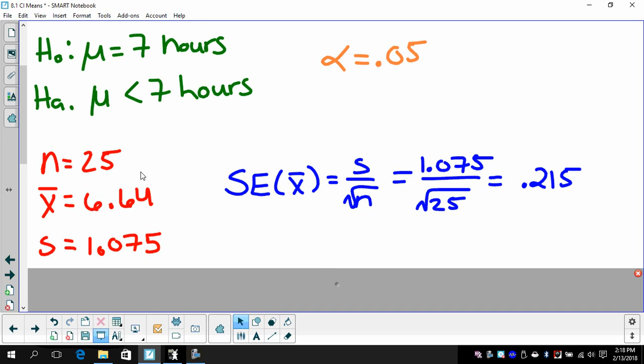We've already inputted the data last time. We did one variable statistics to find the sample mean, sample standard deviation, and we made the calculation to find the standard error. So we're going to use all of those again.